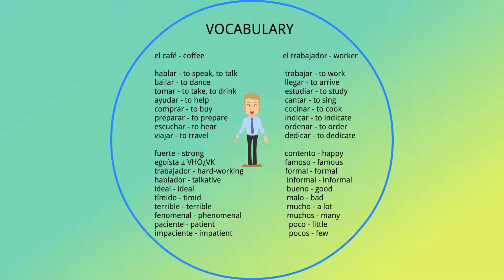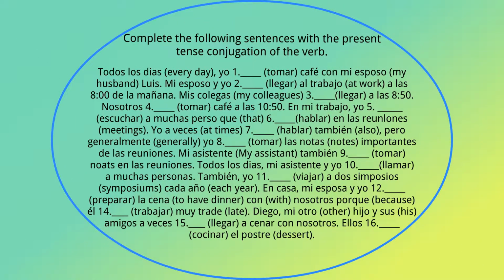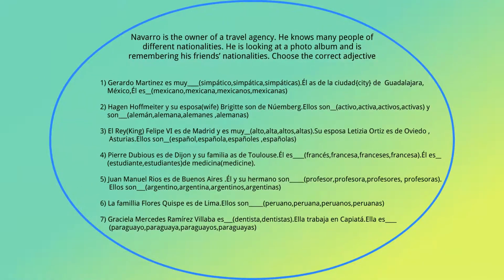Actividades de conversación. Complete the following sentences with the present tense conjugation of the verb. Navarro is the owner of a travel agency. He knows many people of different nationalities. He is looking at a photo album and is remembering his friends' nationalities. Choose the correct adjective.